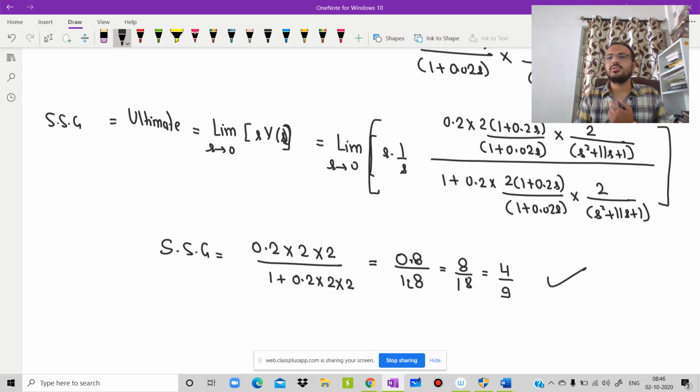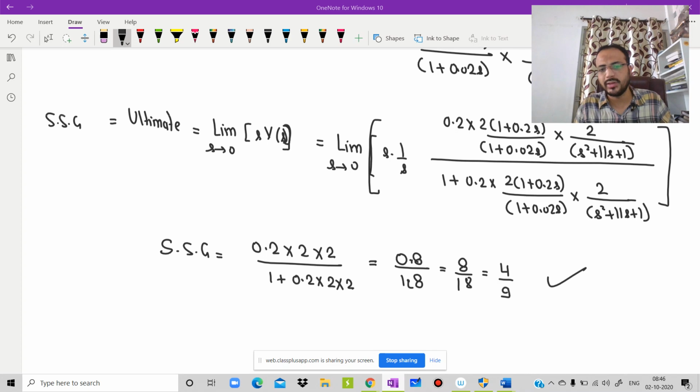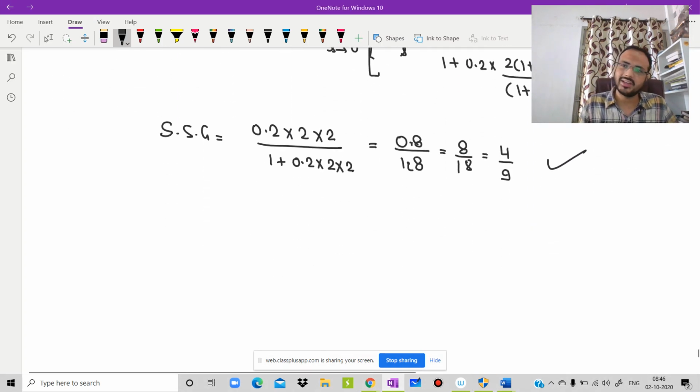Again, this question was a very nice question. Is it clear? If you follow the steps, so many students got the answer. Very good. 4 by 9 is the correct answer.